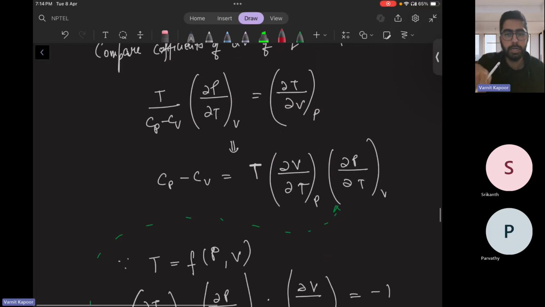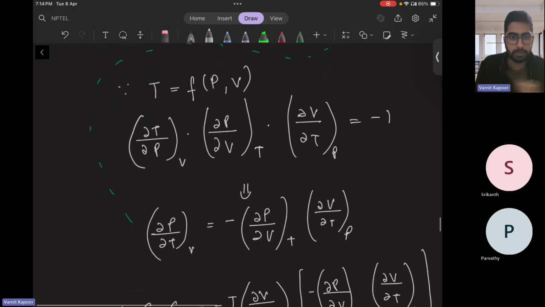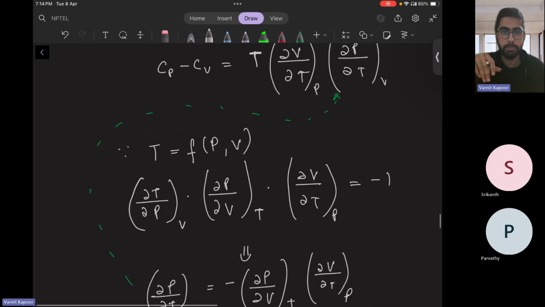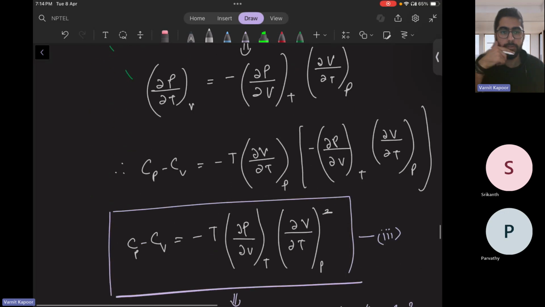Now you want to get both the values. Since temperature is a function of pressure and volume, we have done one theorem that the product of these three partial differentials is equal to negative 1. So from here we got dou P by dou T in terms of dou P by dou V and dou V by dou T and put this value in the above. So we got Cp minus Cv equal to negative T, dou P by dou V at constant temperature, times dou V by dou T at constant pressure squared. We got our equation 3.